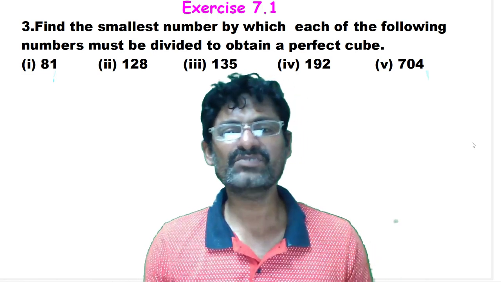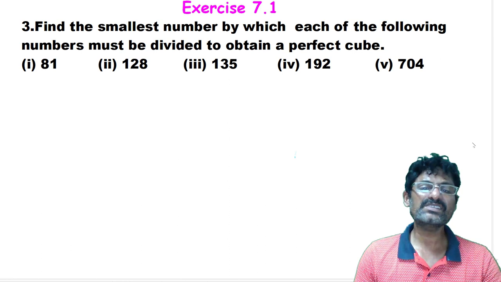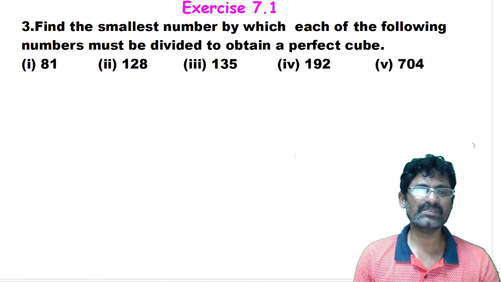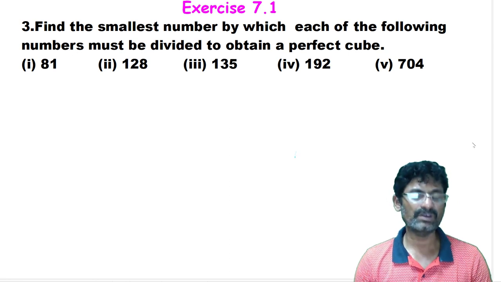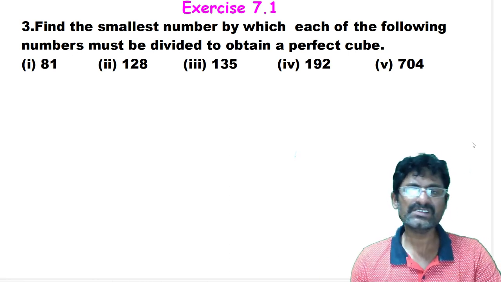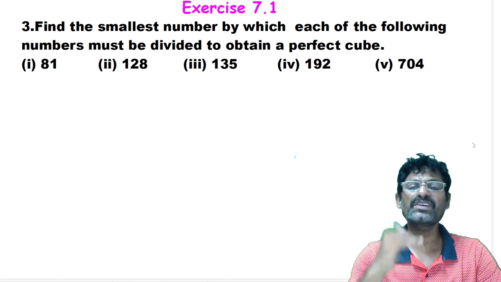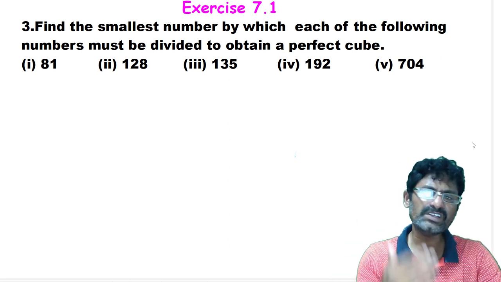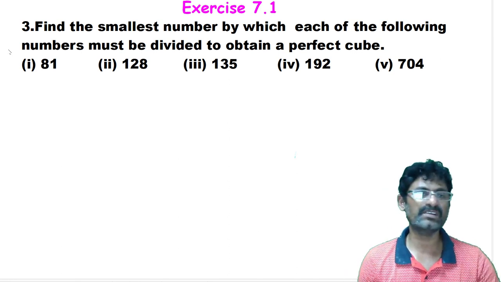Okay. Now let us quickly go through exercise 7.1, third problem. Find the smallest number by which each of the following numbers must be divided to obtain a perfect cube. Here we are given some numbers. These numbers are not perfect cubes. To make them perfect cubes, we need to find the number with which we must divide these numbers. Let me take one example here.